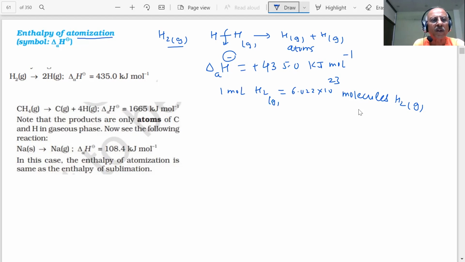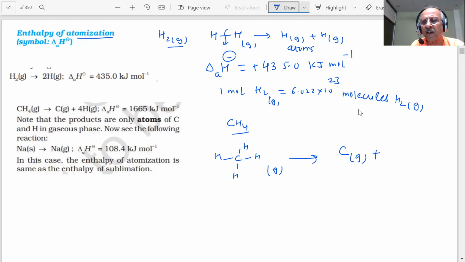Okay? So similarly, students, if I consider CH4, how many bonds does this have? How many bonds are there? 4. If you want to break it, atomization means you are breaking it into carbon atoms and hydrogen atoms. How many hydrogen atoms are there? 1, 2, 3, and 4 hydrogen atoms.